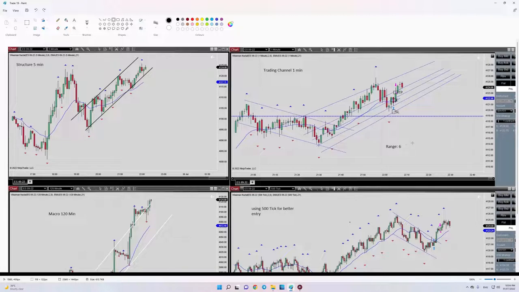And my entry signal also was shown here in this level after the breakout of this channel. Okay. Yeah, so this was my last trade, which was profitable.